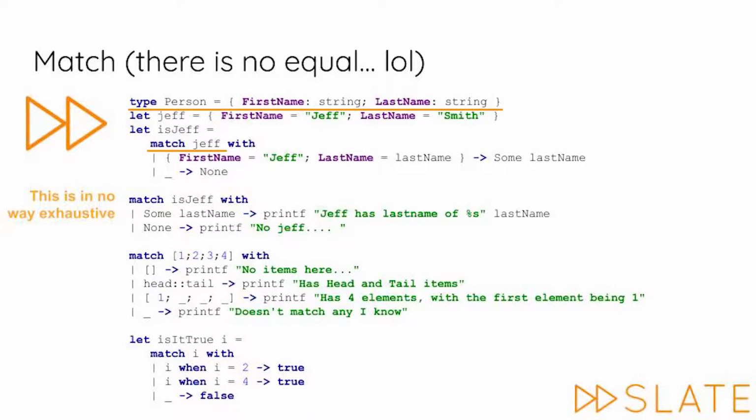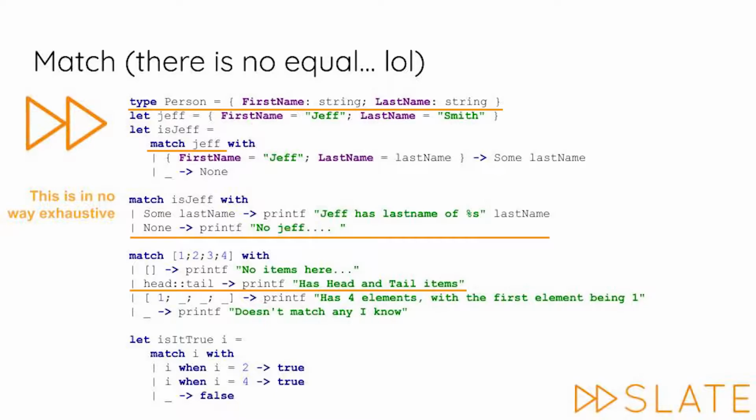So the first line here says, first name is Jeff, don't care about the last name. I've got this little some and none going on. The next match is with the output of this, so I can match is Jeff. So if you've got a value, then I'll take the last name out of it and I'll print that out. You can do matches with lists as well.